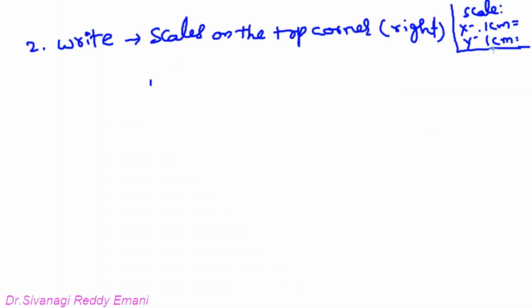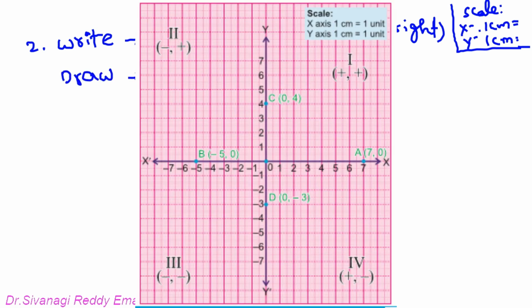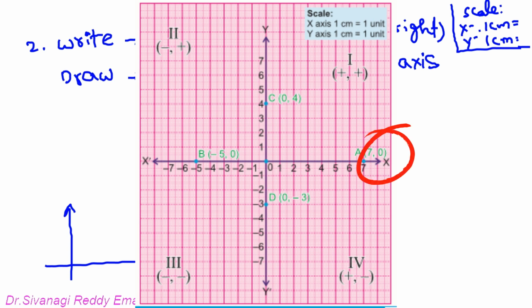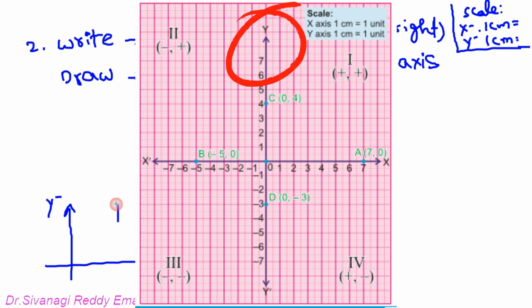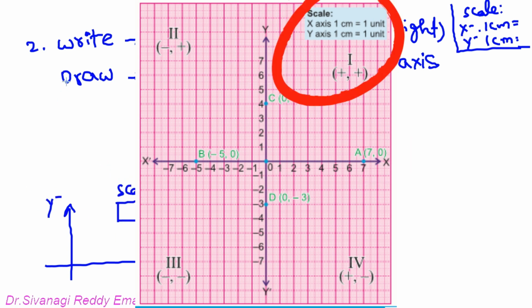That's what we have to take. Then draw. It means whenever you are drawing, draw the arrowheads along each axis. This is along the x-axis and y-axis. And the scale should be here. That is the draw.